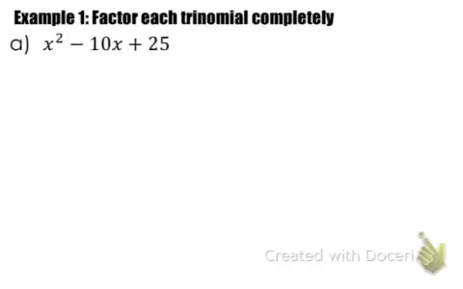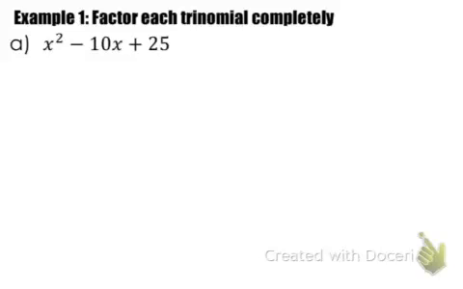Hey guys, in this video we're going to learn how to factor a basic trinomial. So the coefficient of our x squared term is going to be 1. If you look at our example, we have the quadratic x squared minus 10x plus 25. And when you're factoring a trinomial, you're basically dividing out anything that's in common. So it's the reverse of multiplication.